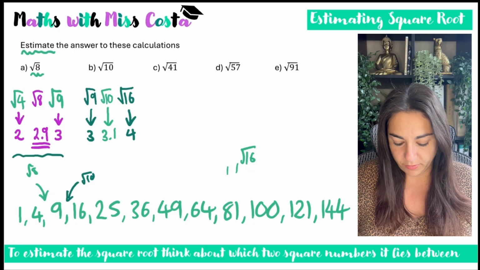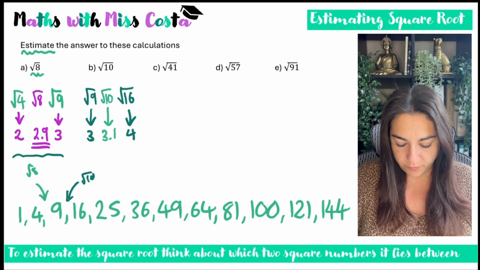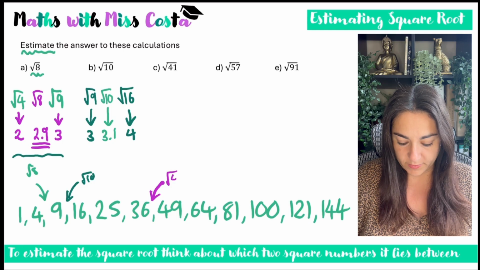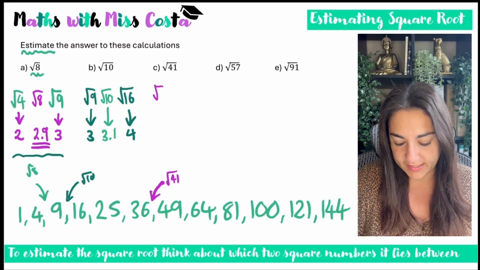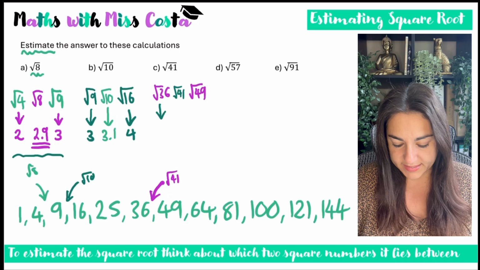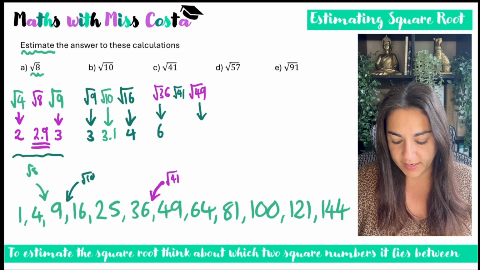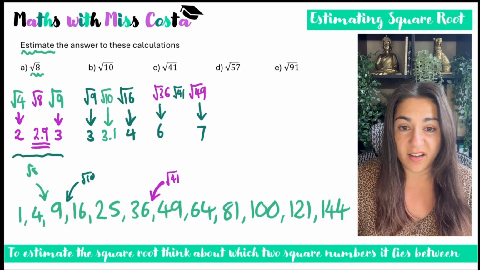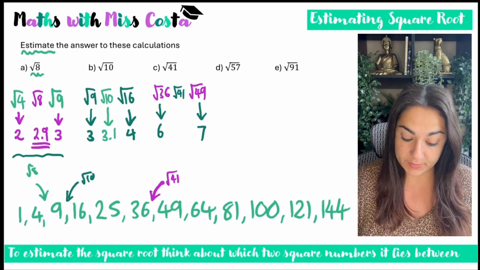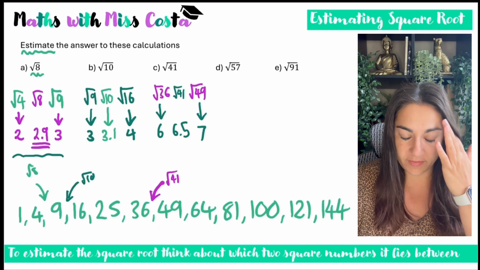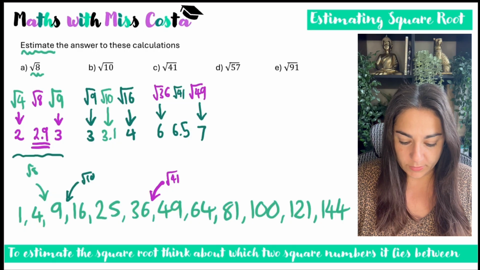Okay, and then we've got the square root of 41. So where would that be? Well, 41 is between 36 and 49. So that's what I'd do here. So I've got the square root of 36 and the square root of 49 here. And I've got the square root of 41. So the square root of 36 is 6. The square root of 49 is 7. So the square root of 41, 41's kind of halfway there. So 6.4 to 6.6 would be absolutely fine. Anything around that area.